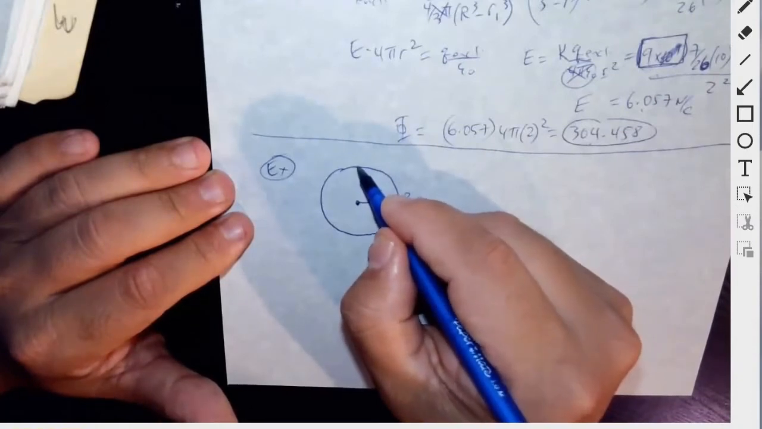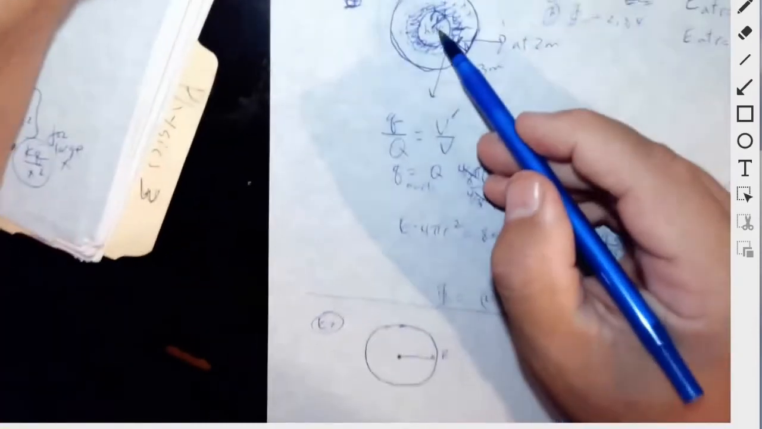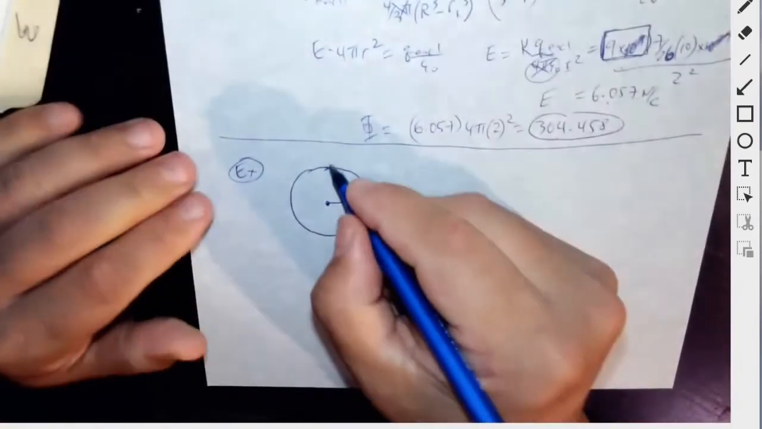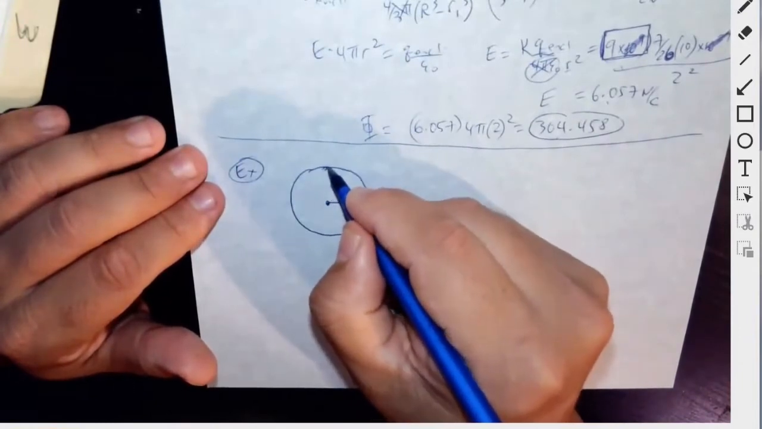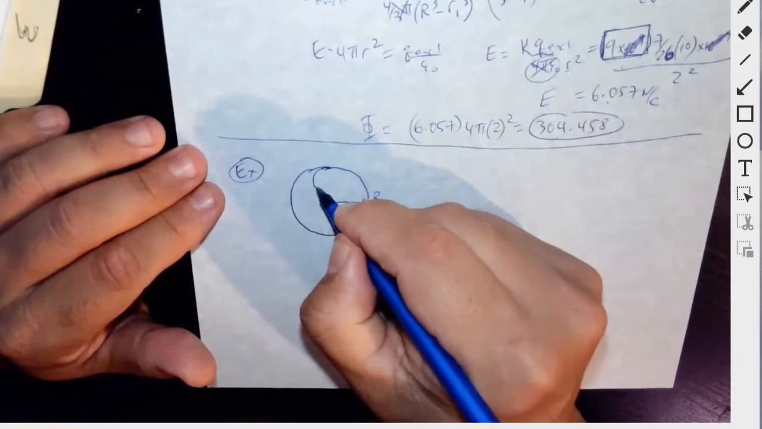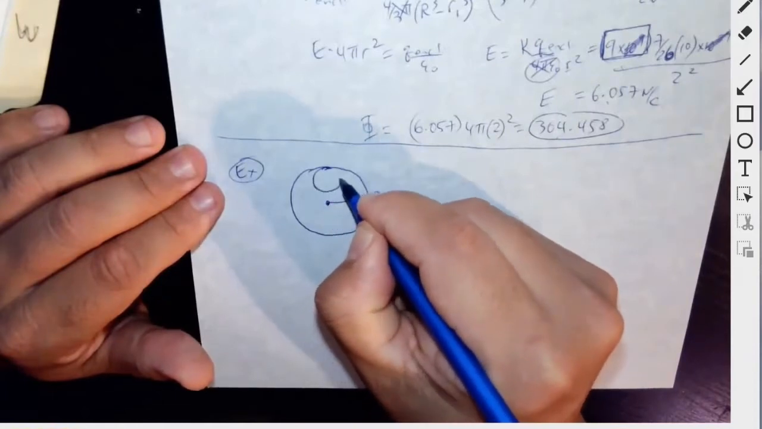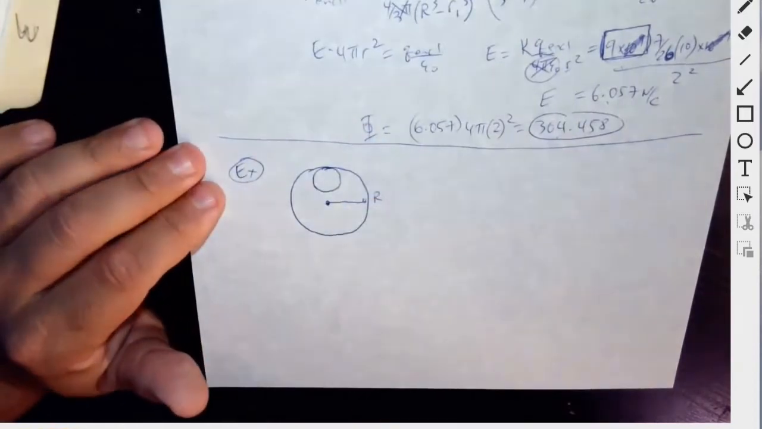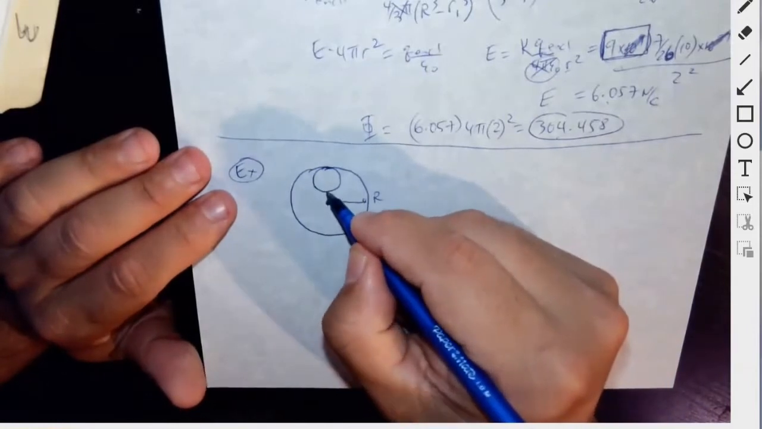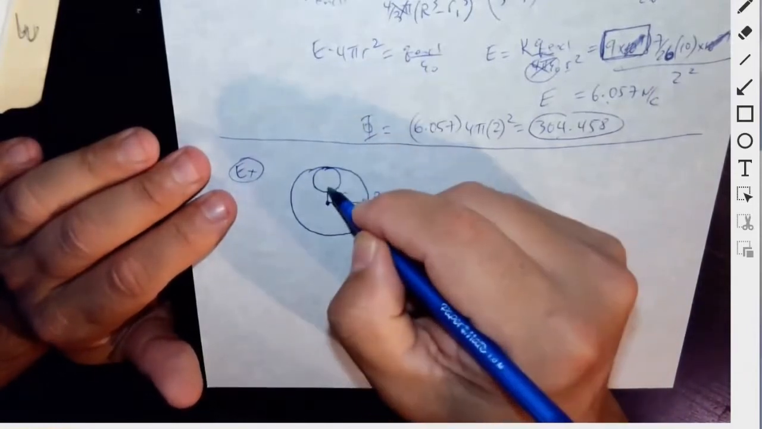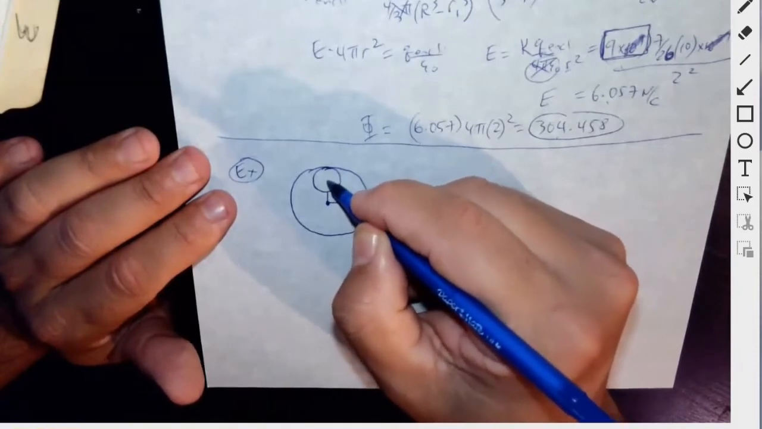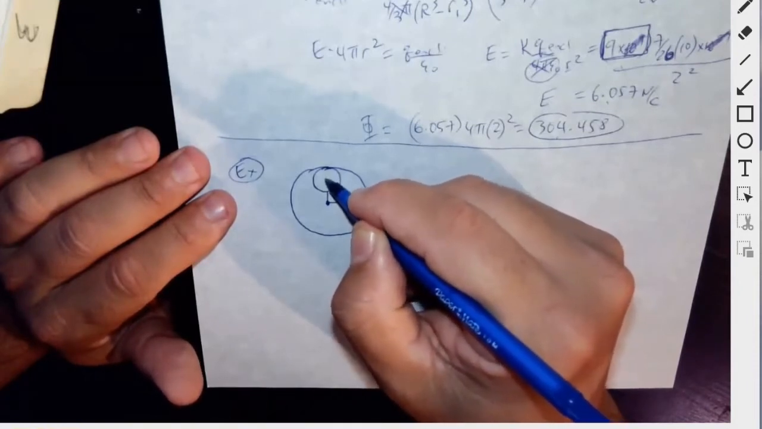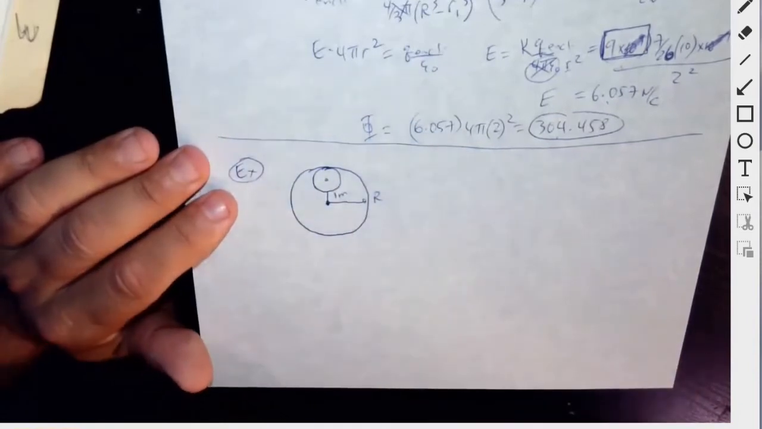Let's say the hole is positioned... The radius of the hole was 1 meter, right? So it would be something like this. From here to here would be 1 meter, and then the radius of the hole is 1 meter, right? So then this would be the center of the hole.